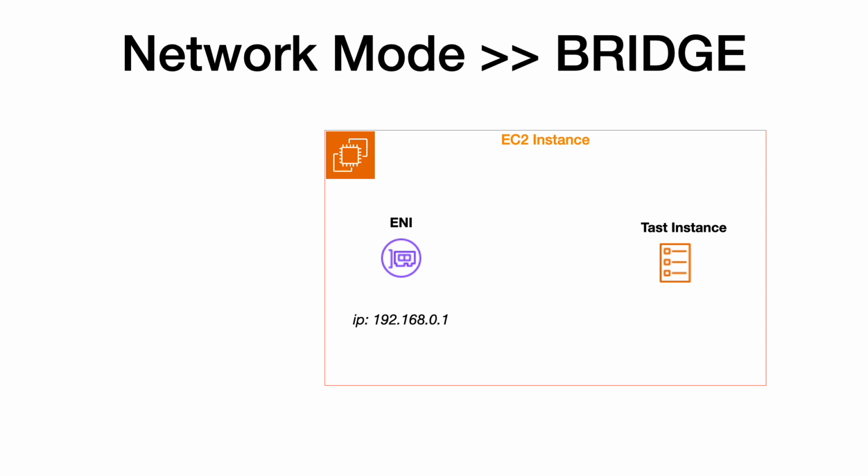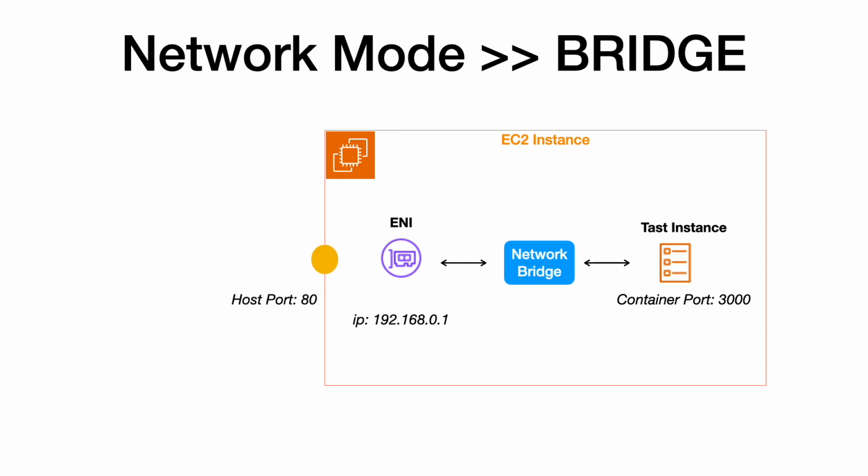With bridge mode, you create a network bridge between the host and the container. This bridge helps in creating a port mapping between the container port and the host port. Container port and host port could be different in this case. For instance, for the to-do application, you can map the container port 3000 to the host port 80. With this configuration, you can access the application by specifying the EC2 IP address and the host port, which could be different than the container port.